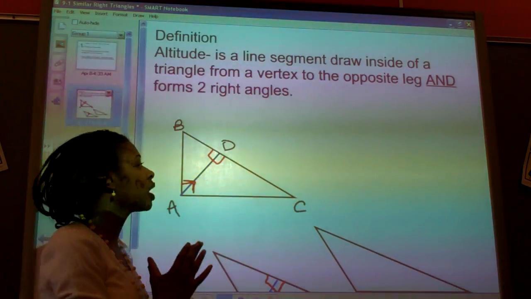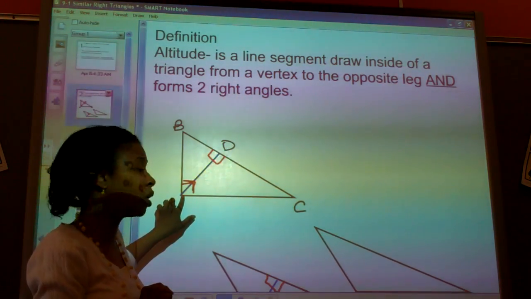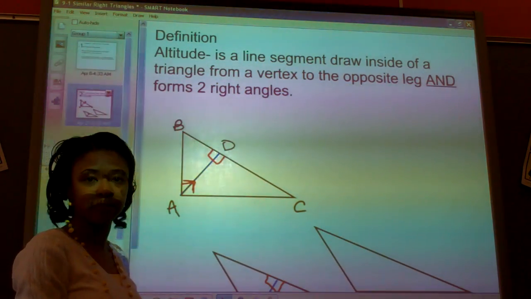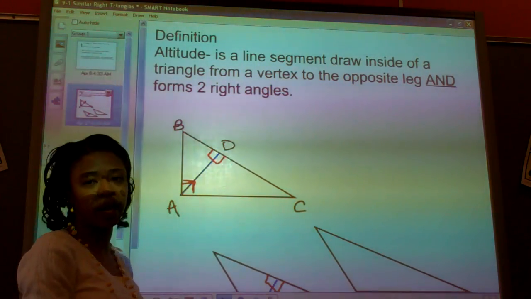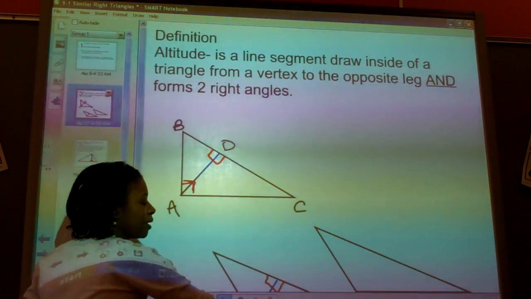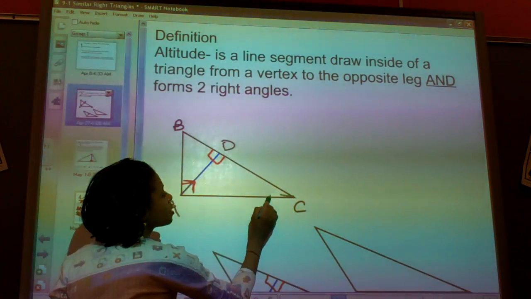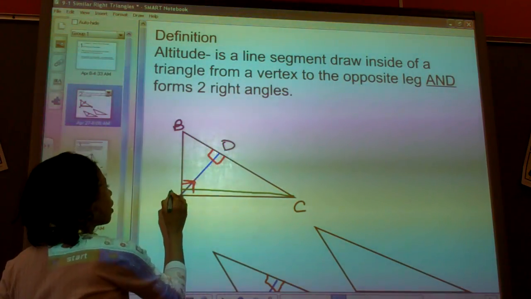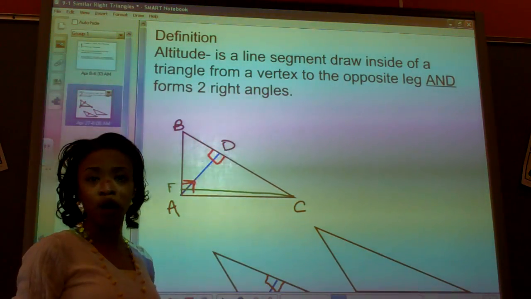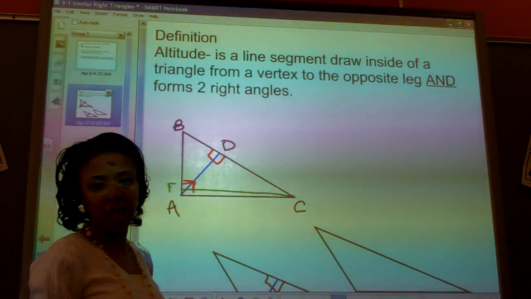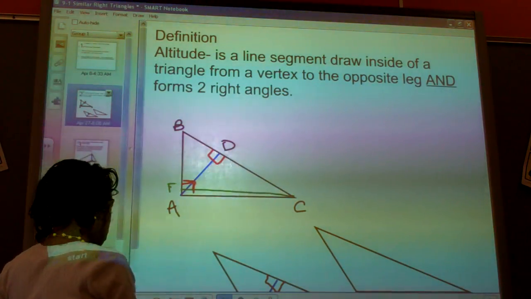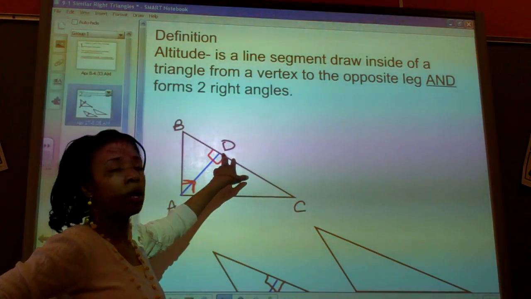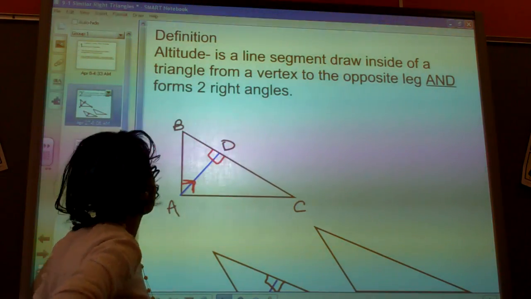What happens is when I draw an altitude from the 90-degree angle, all three of those triangles will be similar in their leg lengths. That does not happen if I were to draw the altitude from C and form two right angles. Yes, this would still be an altitude, if this were F, CF would be the altitude, however, it would not form three similar triangles. The only time I get three similar triangles is when I draw from the right angle and form an altitude.